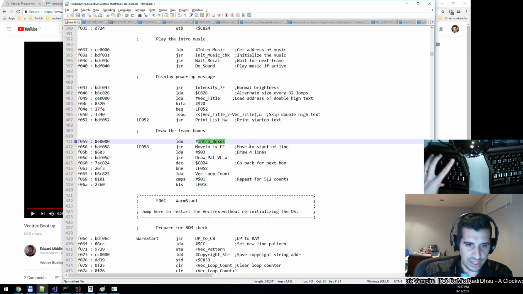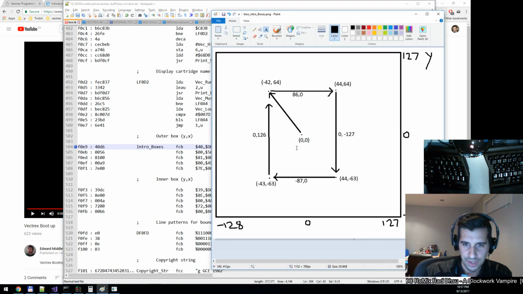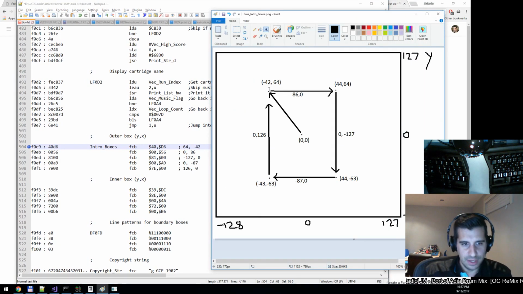And basically it wants to draw these intro boxes. Now intro boxes here is basically this array of offsets. So the idea is initially it'll go to 0, 0, and then you'll move 64 in Y, minus 42 in X, which corresponds to here, 0, 0. So 64 in Y, minus 42 in X, and that should put us here. Then after that, we start drawing, and you'll notice that everything after that are just offsets again. So, 0 in Y followed by 86 in X. So 86, 0 like that.